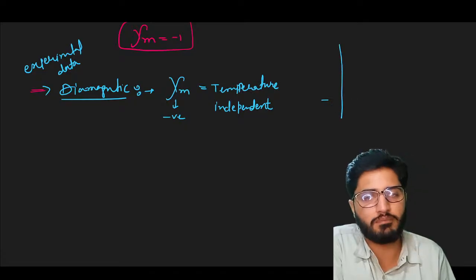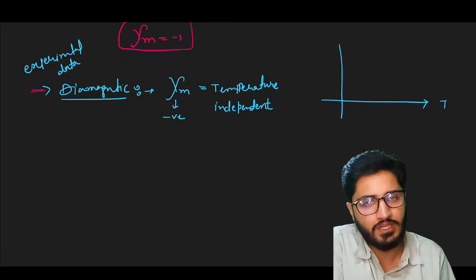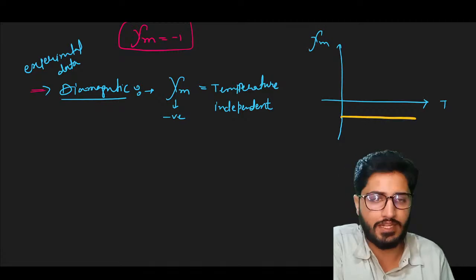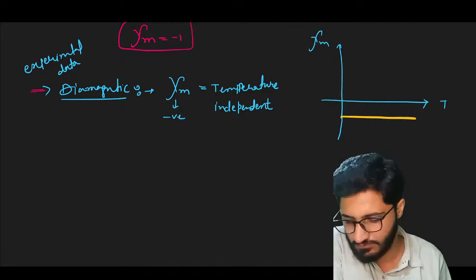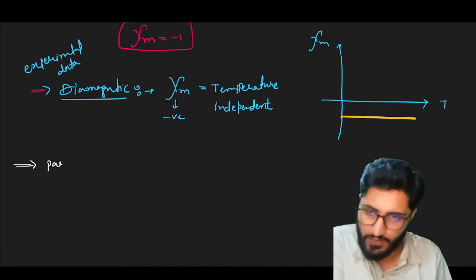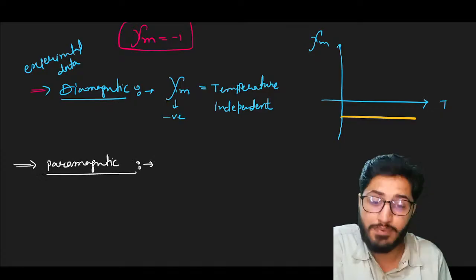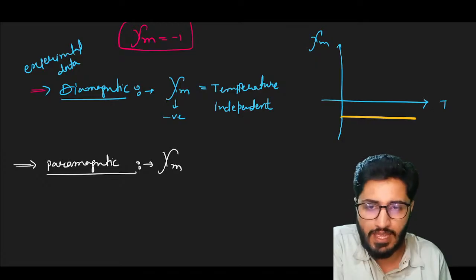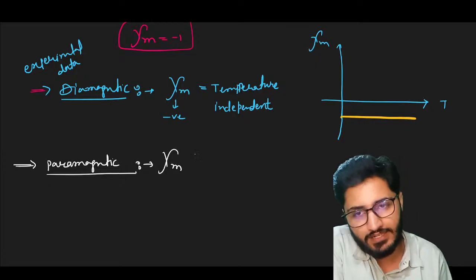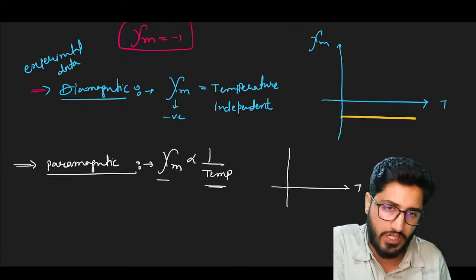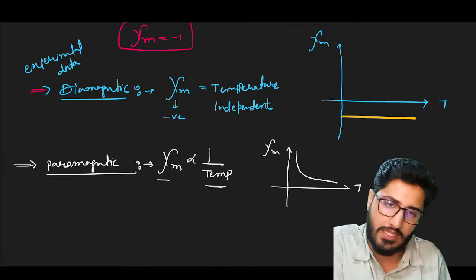Temperature terms. So the property of my material is negative, but it is independent of temperature. So the line will look like this. Now, if we are talking about paramagnetic substances, it is experimentally proved that my magnetic susceptibility chi m is inversely proportional to temperature. That means if you increase the temperature, the magnetic properties decrease. So it is an inversely proportional graph, looking like a rectangular hyperbola.